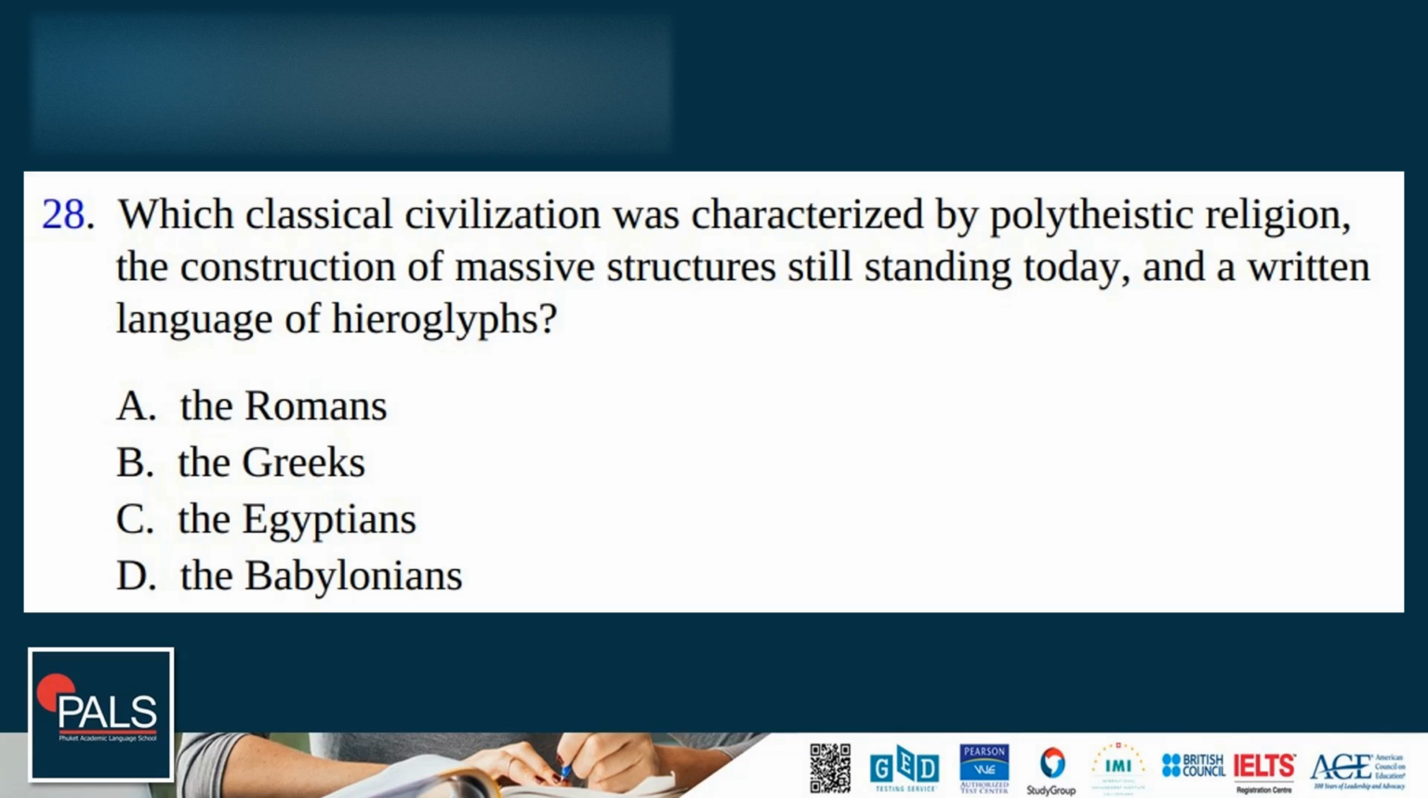The Romans, the Greeks, the Egyptians, and the Babylonians. All 4 of these cultures were polytheistic, constructed massive structures that some are still standing today, and there is only one that used the written language of hieroglyphs, and that was the Egyptians. If you don't know that, you're pretty much guessing. So as you can see, factual-based knowledge is important, but only for big, key events and ideas.